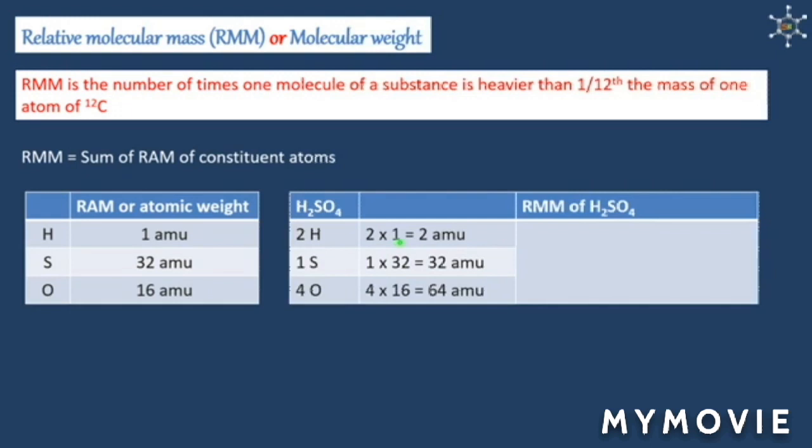so 2 into 1, that will give us 2 AMU. There is one sulfur atom, 1 into 32, 32 AMU. There are four oxygen atoms, 4 into 16, 64 AMU. Relative molecular mass of sulfuric acid will be 2 plus 32 plus 64, that will be 98 AMU.